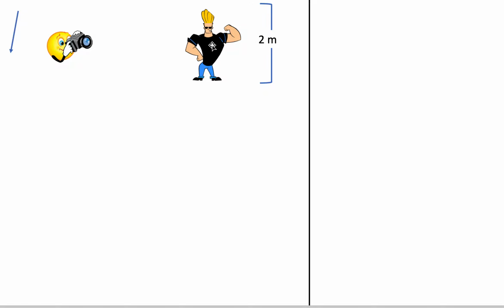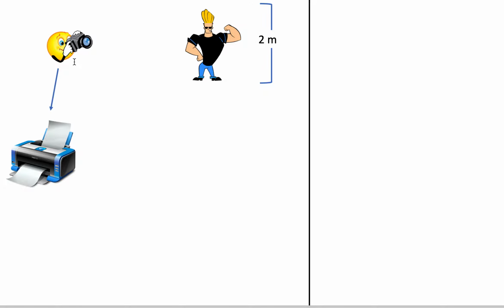So maybe you don't know, but if you know, there's a character called Johnny Bravo, right? And he's pretty much obsessed with himself. So he asked his photographer to take a picture of him. Now bear in mind, he is around 2 meters tall, especially with that hair. Now then he asks the photographer to go print out this picture of him and make it 4 meters big.